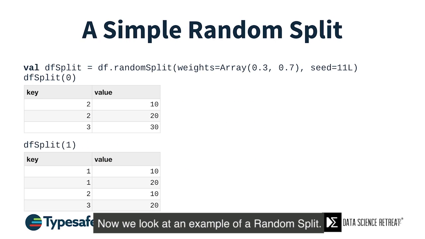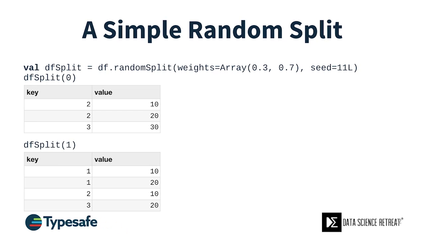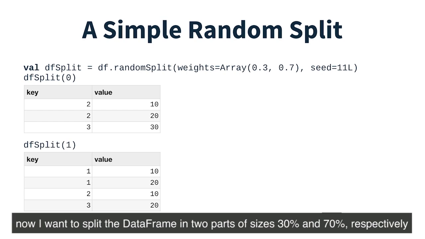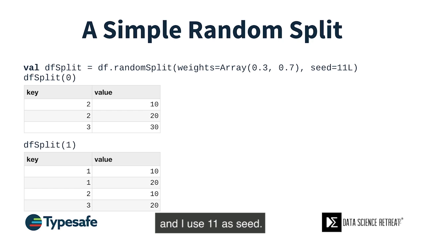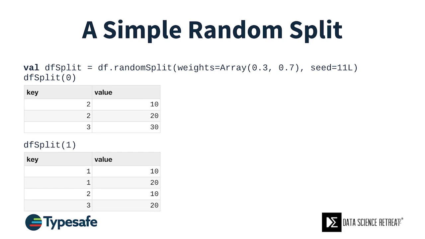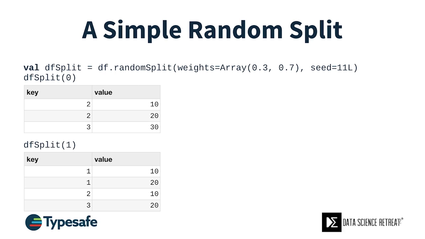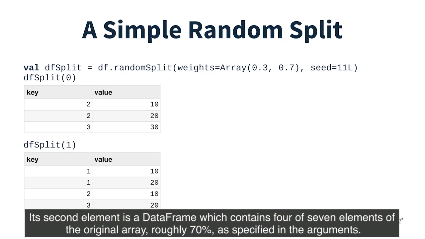Now we look at an example of a random split. This time I use the same data frame with 7 key value pairs and call the random split method specifying an array of weights. Now I want to split the data frame into 2 parts of sizes 30% and 70% respectively. And I use 11 as a seed. It returns me an array of data frames named DF split. Its second element is a data frame which contains 4 of 7 elements of the original array, roughly 70% as specified in the arguments.